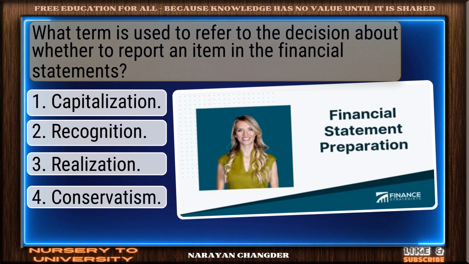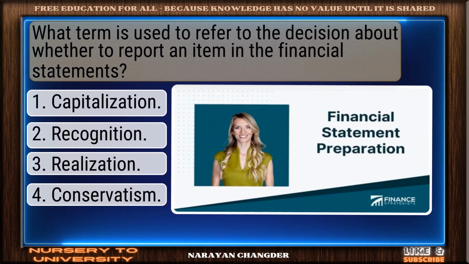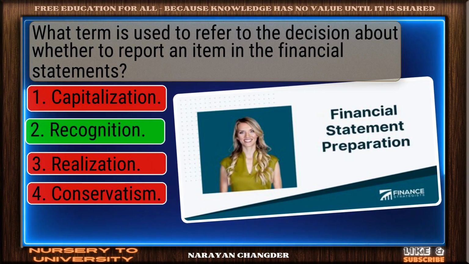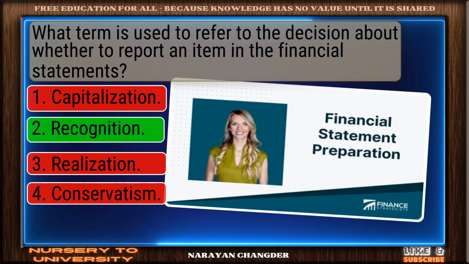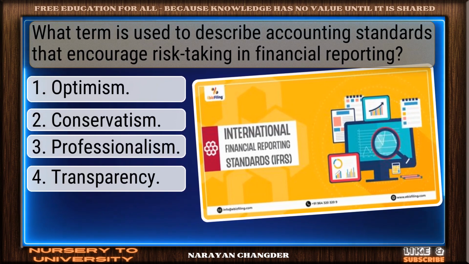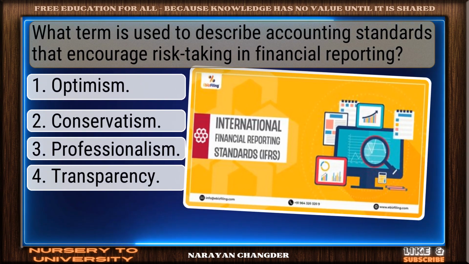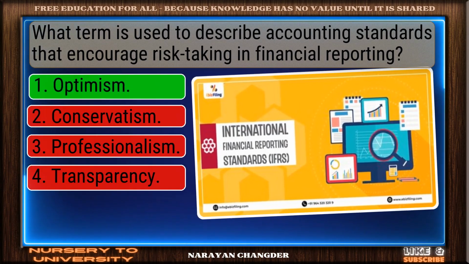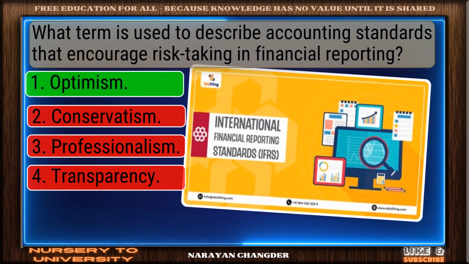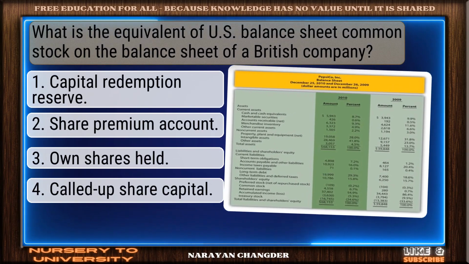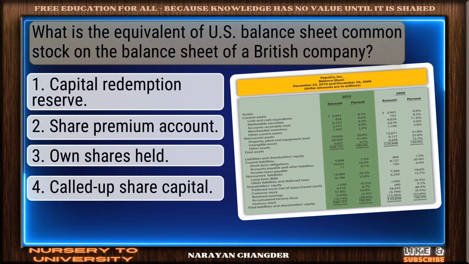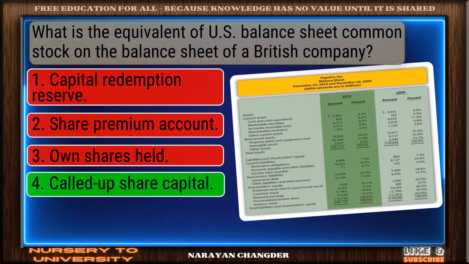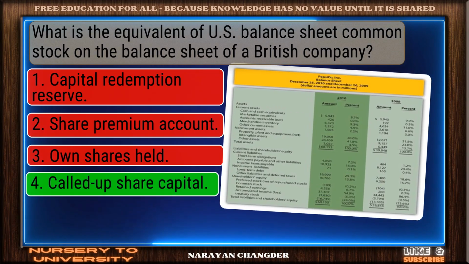What term is used to refer to the decision about whether to report an item in the financial statements? Solid response. Recognition is a valid choice. What term is used to describe accounting standards that encourage risk-taking in financial reporting? Smart pick. Optimism is the correct choice. What is the equivalent of US balance sheet common stock on the balance sheet of a British company? Correct response. Called up share capital is the most accurate answer.